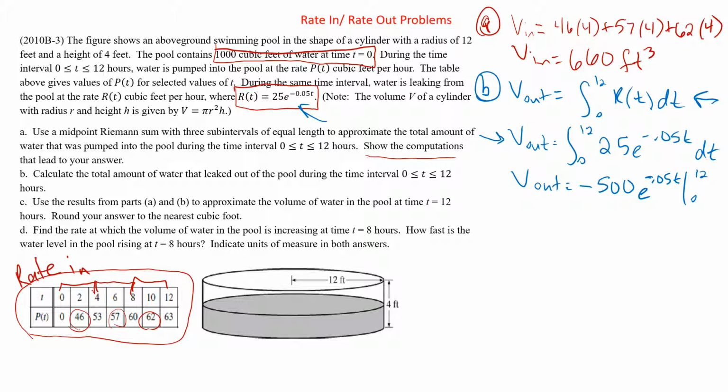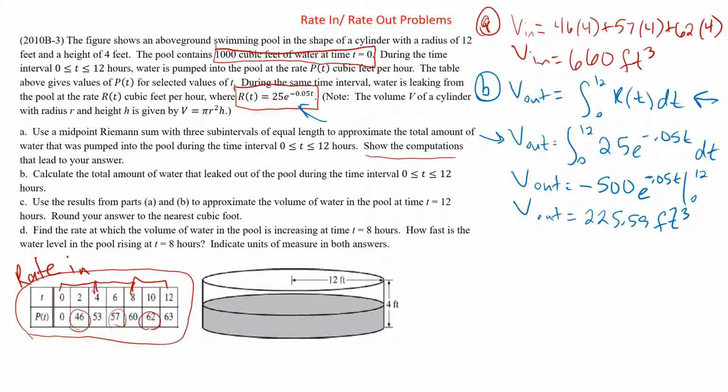You could actually go from this first, the volume out is the integral from 0 to 12 of r of t dt, to the volume out equals, if we run that integral, we're going to get 225.59-ish, 225.59 cubic feet is how much water went out during those 12 hours. So we had water going in, we had water going out.